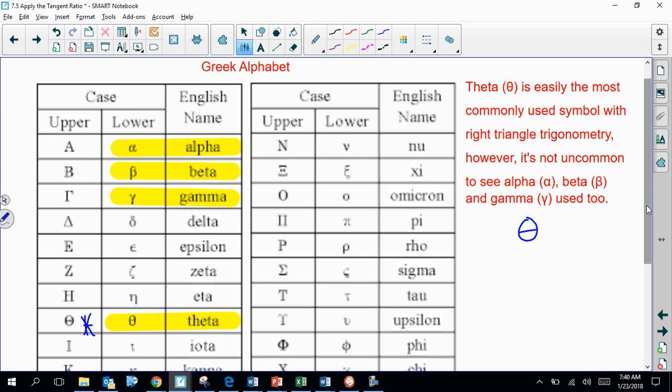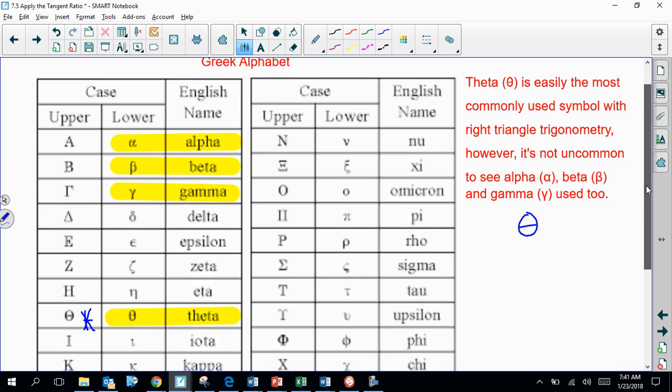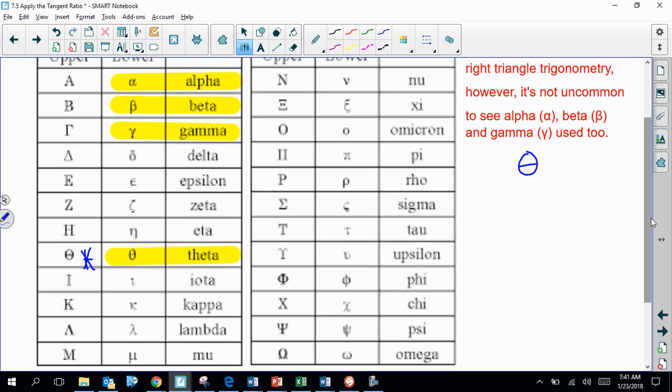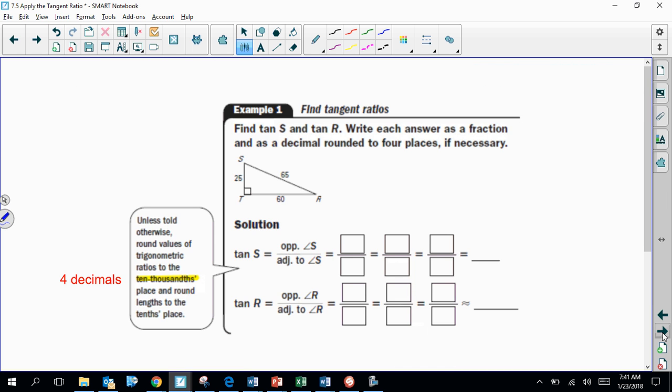The other ones that typically show up most regularly are the ones that I've highlighted. Alpha, beta, and gamma are ones that are also typically used pretty much just to represent angles when we're working with right triangles with trigonometry. But theta, that kind of circle with the line through it, that's most commonly used to represent the angle.